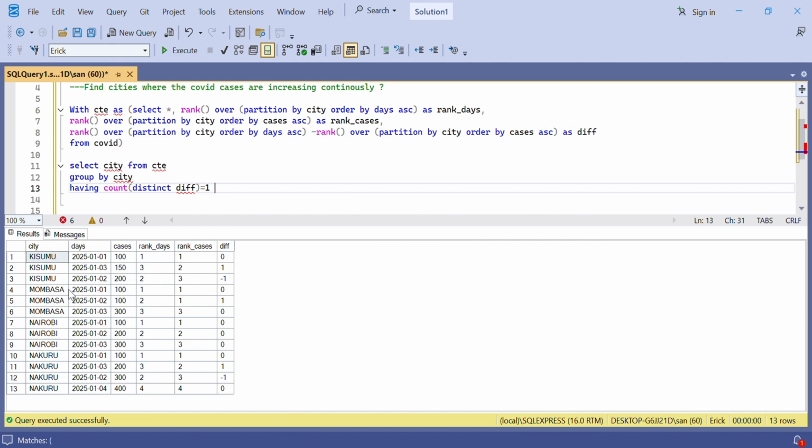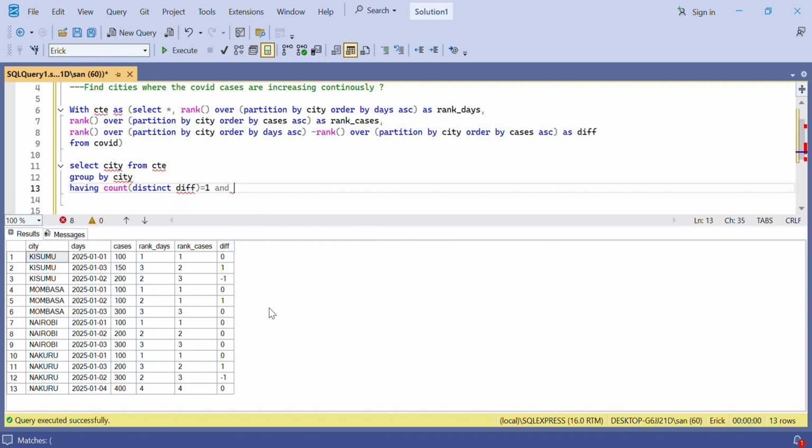In Mombasa, the distinct values in this column are 0 and 1, so the count is 2. And in Nairobi, they are all 0 in this column, so the distinct value in Nairobi is just 1, the 0. So we'll put that one as our condition, and then we'll add another one.